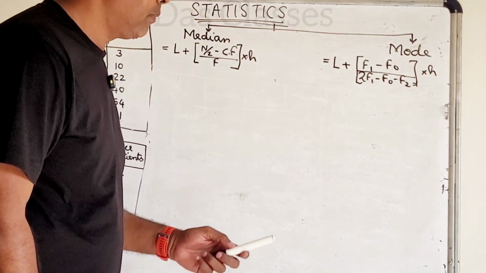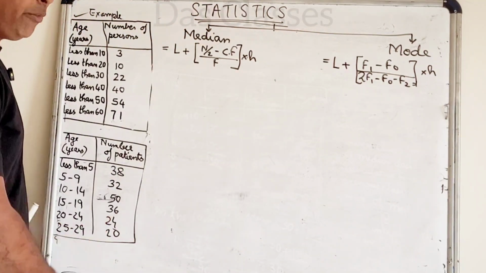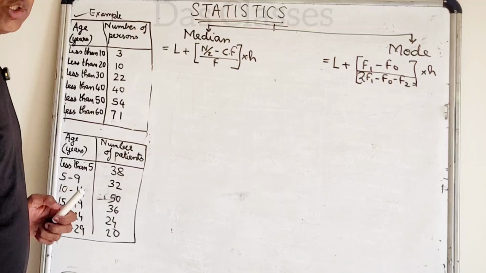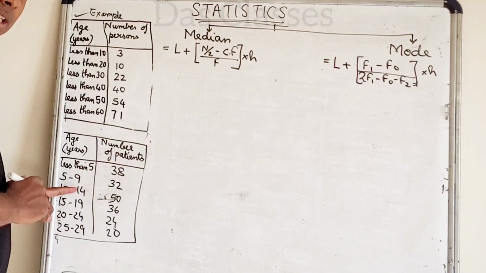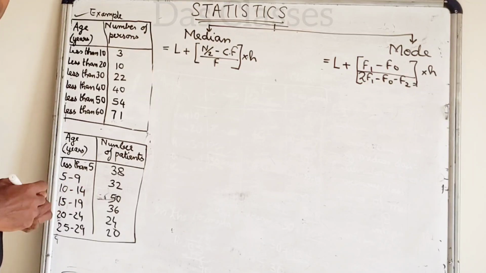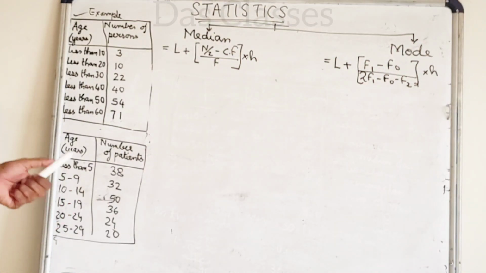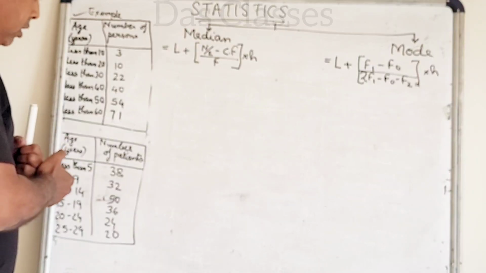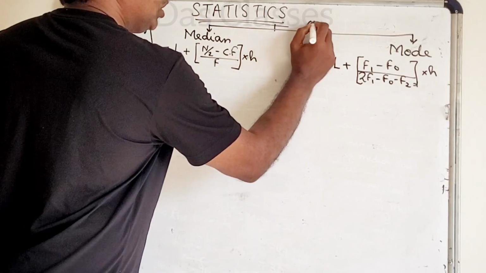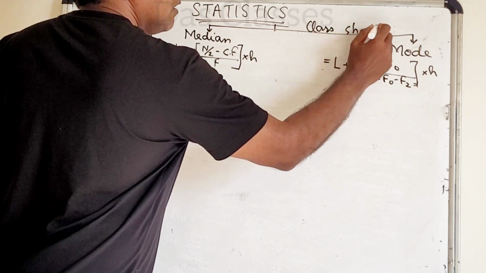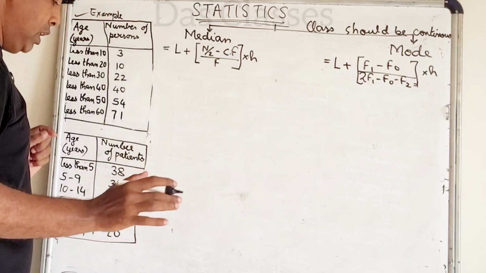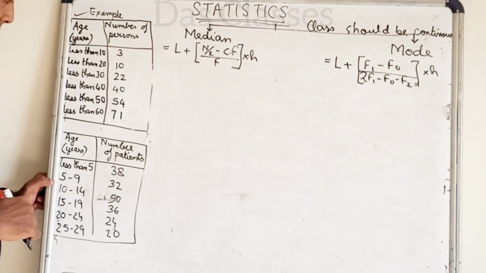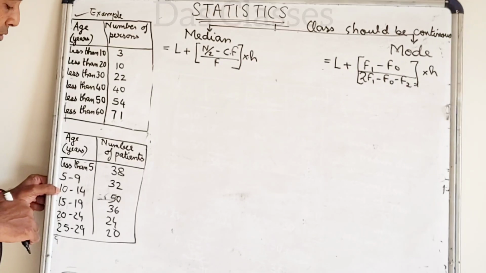So now we'll see mode. For mode, I have taken another example. We have already written the example. So let's do it. First of all, I'll look into the sum. As you can see, the values 5 to 9, 10 to 14. Now we did a video on this. The class is not continuous. Now you have to remember, for median or mode, class should be continuous. In case the class is not continuous, you need to make the class continuous. As you can see in this example, the upper limit of each class is not the same as the lower class limit of the succeeding class.